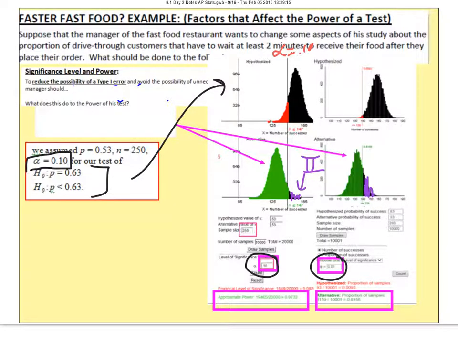Well, what about the power? The power of this actually went down. You can see that right here where the simulation computed the power. Here it said that this region right here was at 97%.